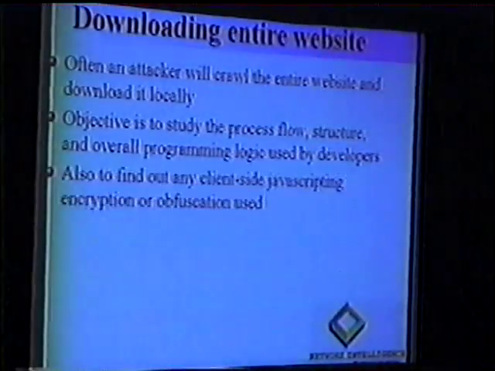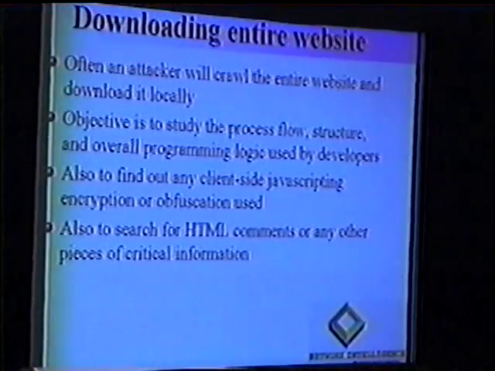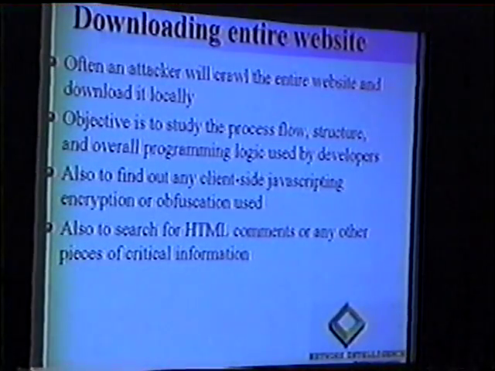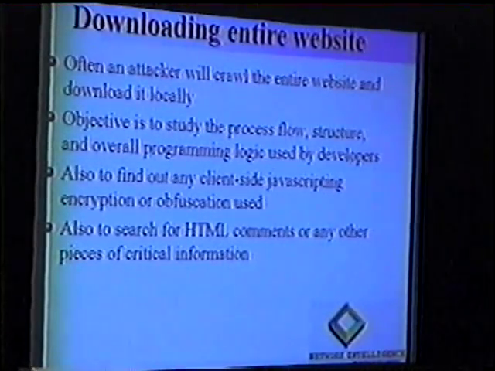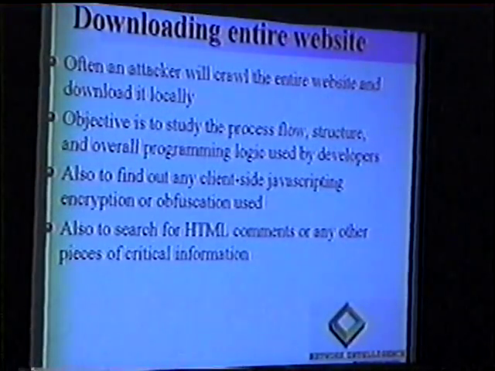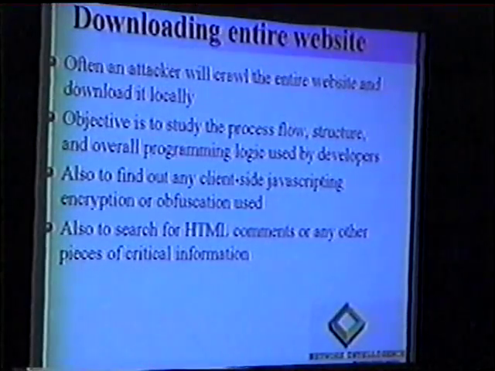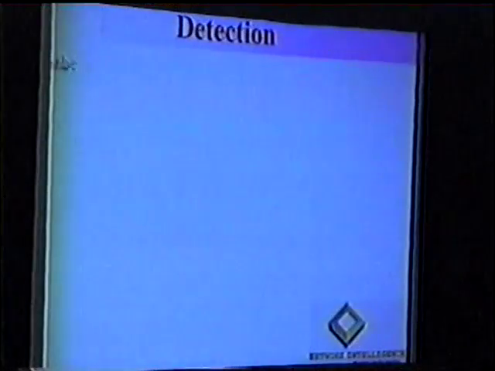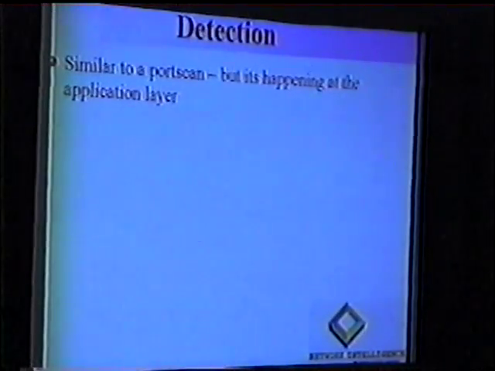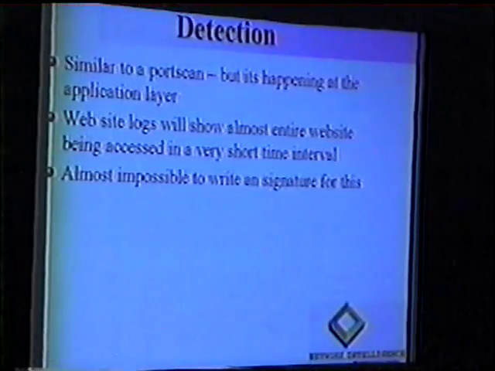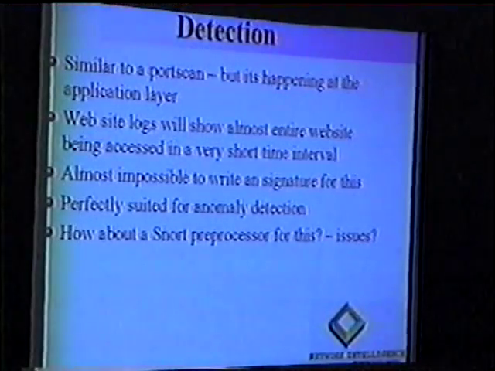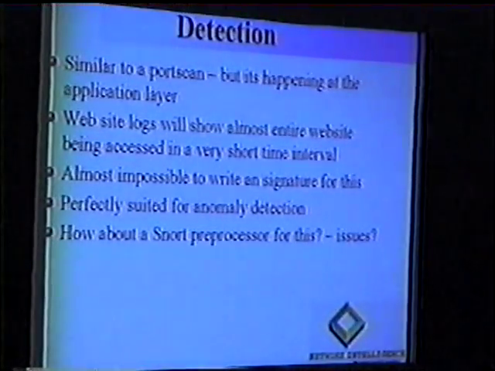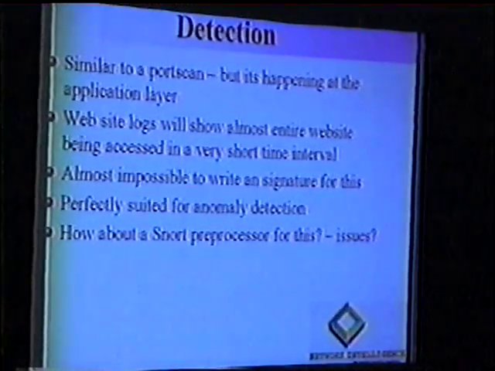The next attack would be where he tries to download the entire website. This is website crawling. The idea, of course, is to figure out the logic with which the web application has been built, HTML commands, and so on. Again, there is no signature that you can write for this. This is an anomaly of the behavior, not an anomaly of the protocol. So what's happening here is that you have a single IP address connecting to all the possible links within your web server, within your web application.